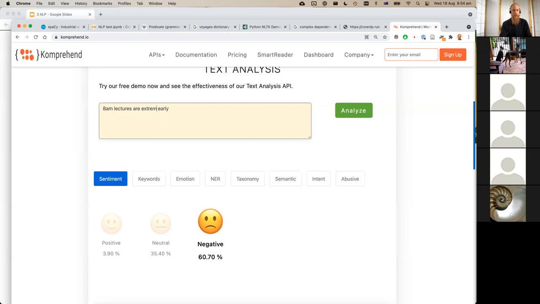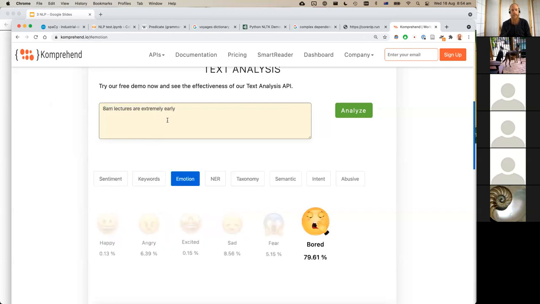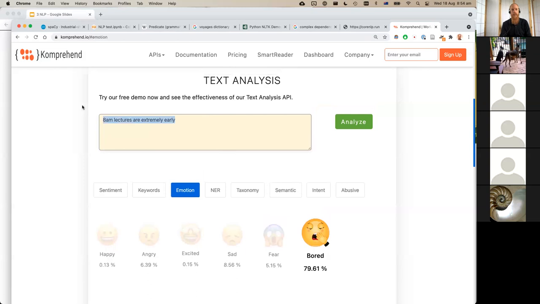So if we try "extremely early," 74%. So this little tool can also pick up an emotion rating and can potentially suggest these other sort of understanding, trying to understand the meaning of the term, of the input.